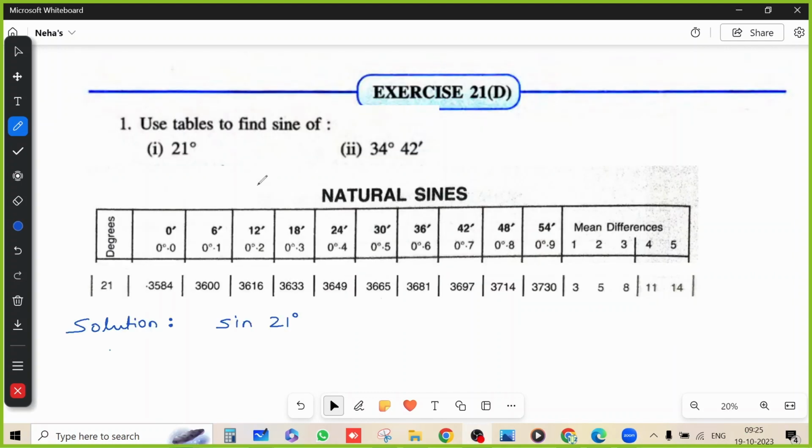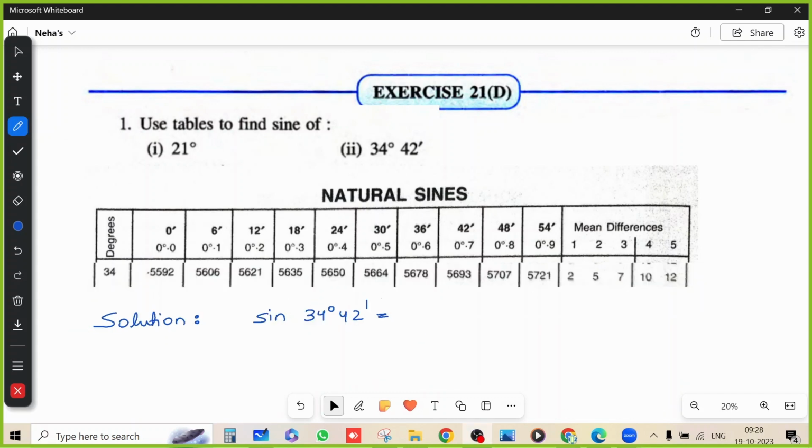So let us now begin with the first question of exercise 21D, in which we have to find the value of sine 21 degree. If you refer to the table of natural sine, you will see that the value of sine 21 degree given here is equal to 0.3584.